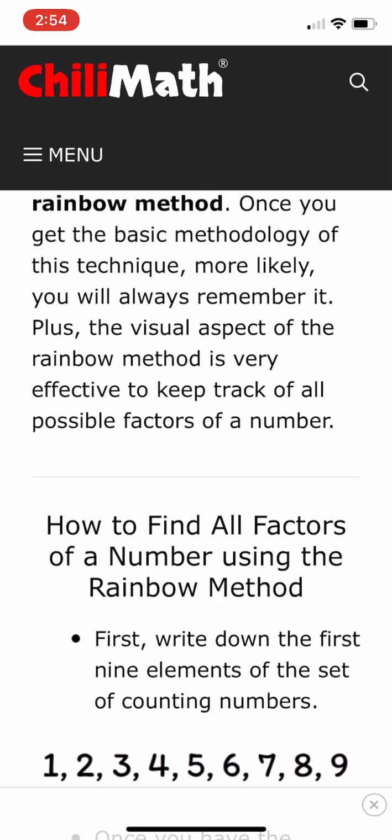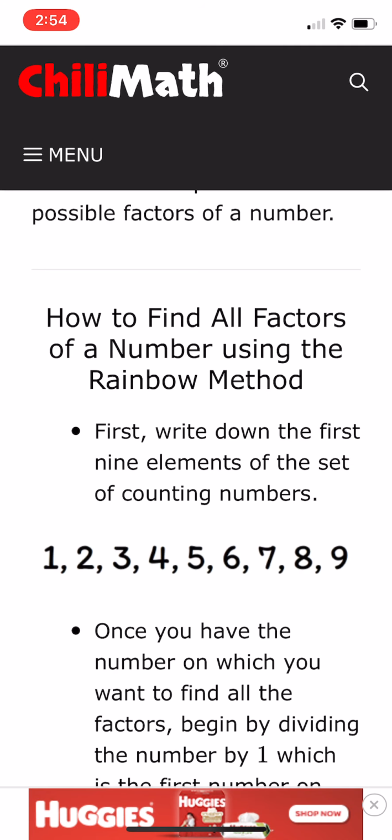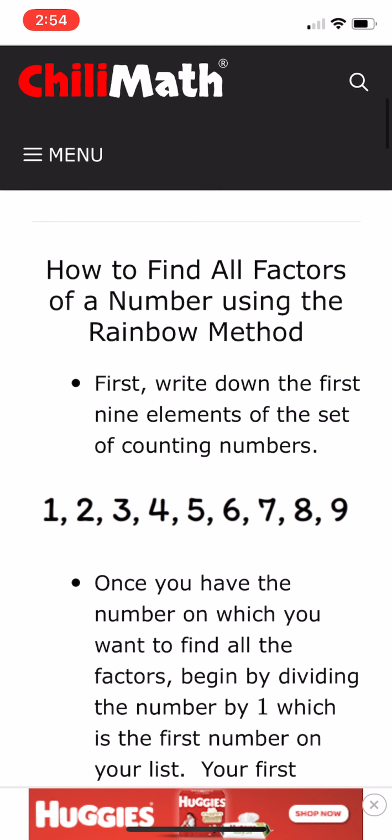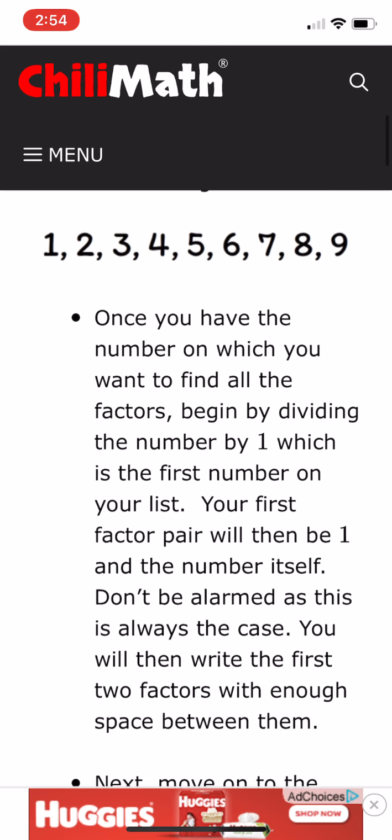How to find all factors of a number using the rainbow method? First, write down the first 9 elements of the set of count numbers: 1, 2, 3, 4, 5, 6, 7, 8, 9. Once you have the number on which you want to find all the factors, begin by dividing the number by 1, which is the first number on your list. Your first factor pair will then be 1 and the number itself. Don't be alarmed, as this is always the case. You will then write the first 2 factors with enough space between them.